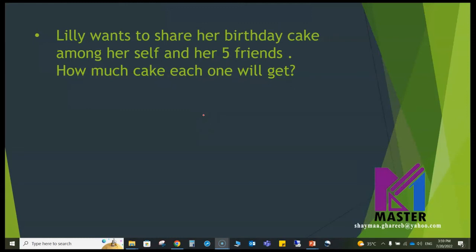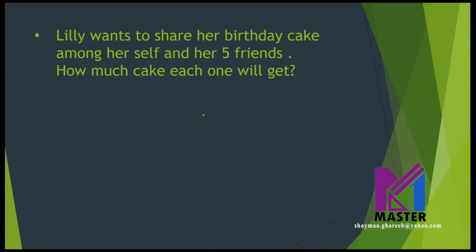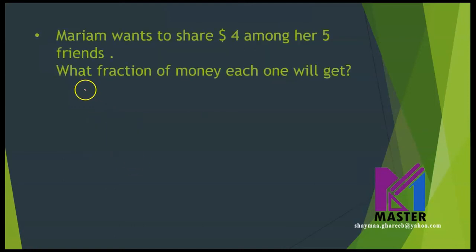So here, the number of parts she wants to share is only 1 cake. So it will be 1 over 6, which is the number of all the friends and Lily. Lily has 5 friends, so the total number of them is 6, and 1 cake will be shared among 6. So each one of them will take 1 over 6 from the cake. Let's see one more example.